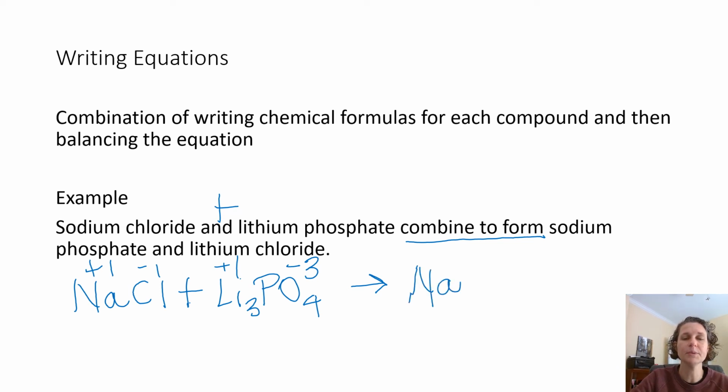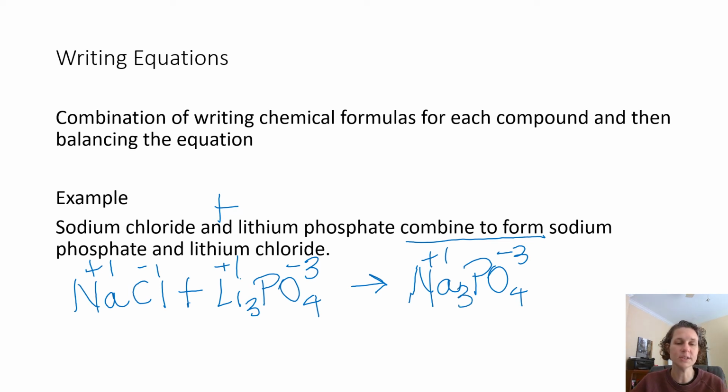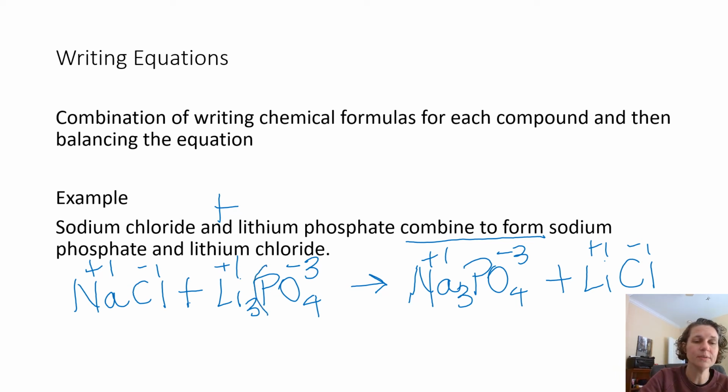Na. Remember, it's a +1. Phosphate, it's PO4 -3. So I'm going to need 3 of those Na's, just like I did on the other side with the lithium. And lithium is a +1. Chloride is a -1. So that's the equation. I'm going to go back real quick just so we follow that rule and put parentheses around my polyatomics, and then I need to balance it.